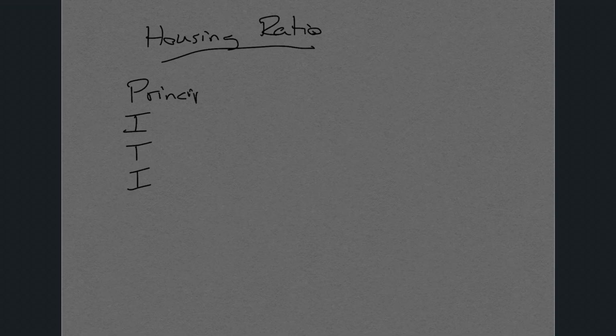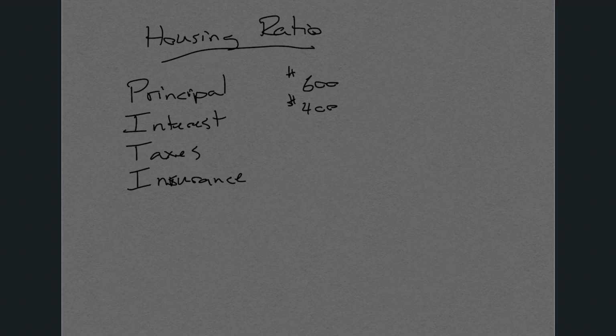Now, it stands for principal, interest, taxes, and insurance. So let's say that someone's principal is $600. Let's say they're paying $400 in interest. Let's say their property taxes are $100 a month, and their insurance is $200. So the entire package would be $1,300 a month.